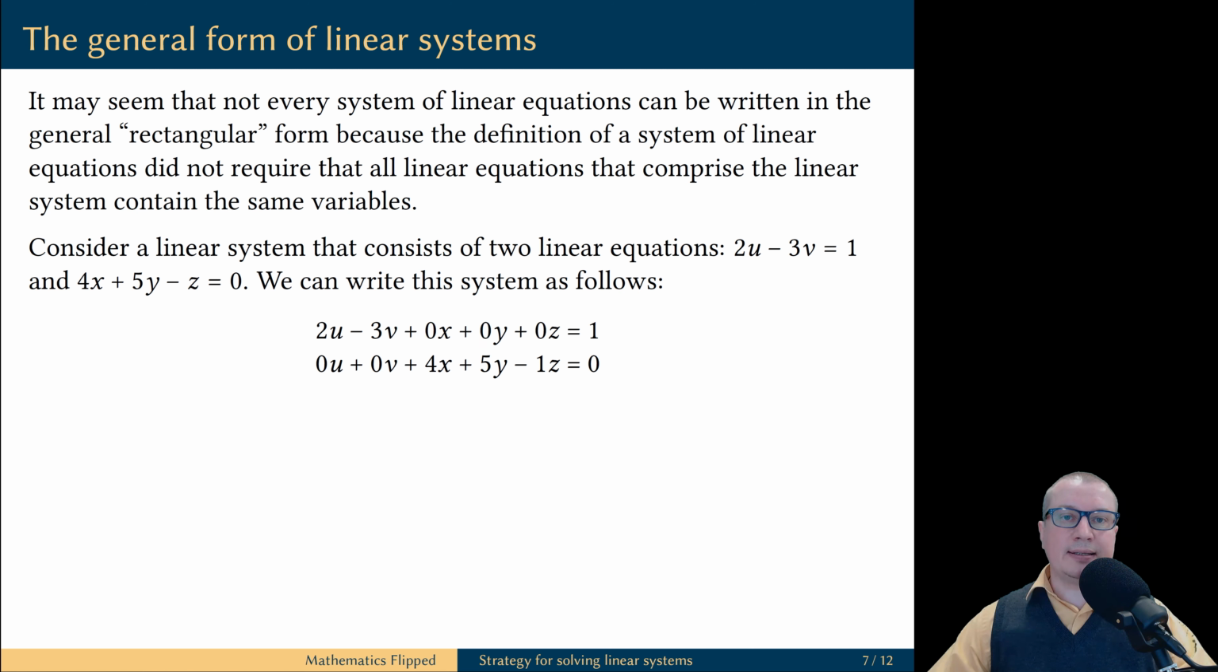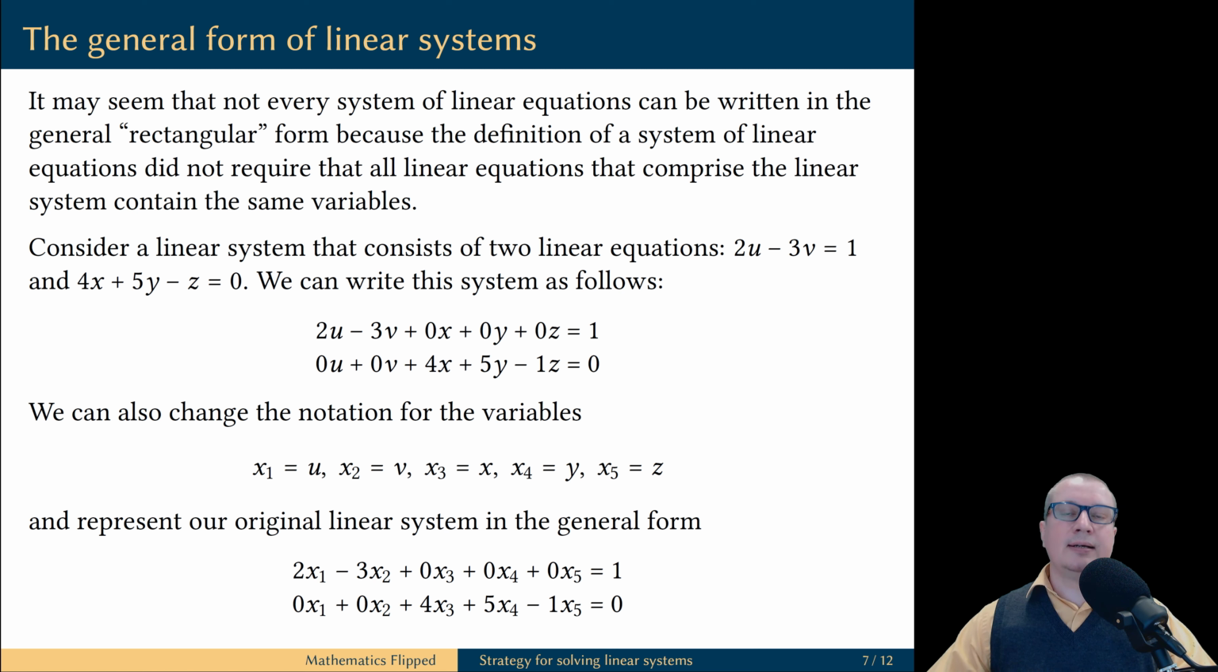I can assume that the first equation also includes variables x, y, and z, but they are multiplied by zeros, so they are not explicitly present in the equation. And the second equation includes variables u and v, which are also multiplied by zeros, and they are not explicitly present in the equation. Additionally, if you like to label the variables as x1, x2, and so on, we can make a simple change of variables and represent our system of two equations in 5 variables, and these variables can be labeled as x1, x2 through x5.